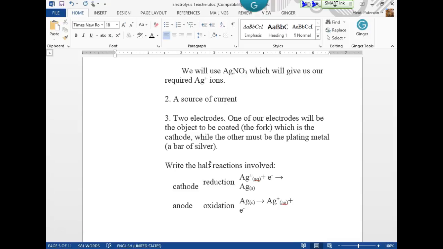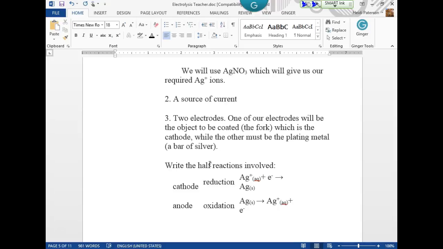We need two electrodes. One electrode is going to be your key. The key is going to be the cathode, which is the negative electrode, which means when you connect it, you need to make sure that the key is connected to the negative side of the battery. Then we'll have the other part of the wire going down.